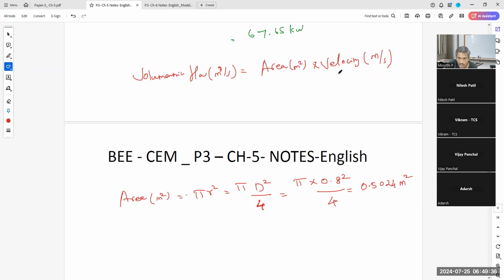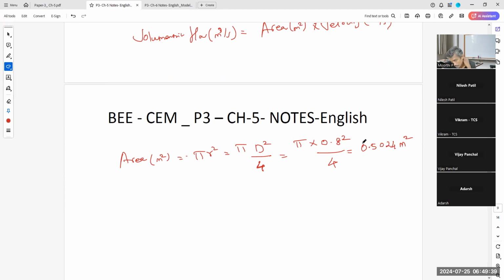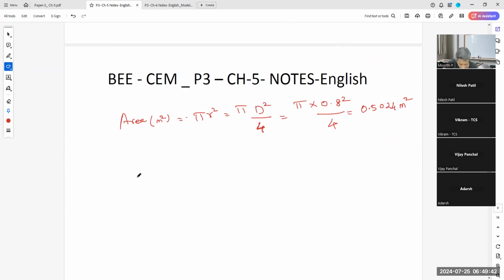Area done. Next, velocity. What is the formula for velocity? Distance upon time, meter per second. We have discussed before: Cp into square root of 2 into 9.81 into velocity pressure divided by density. Understood? This is the formula.